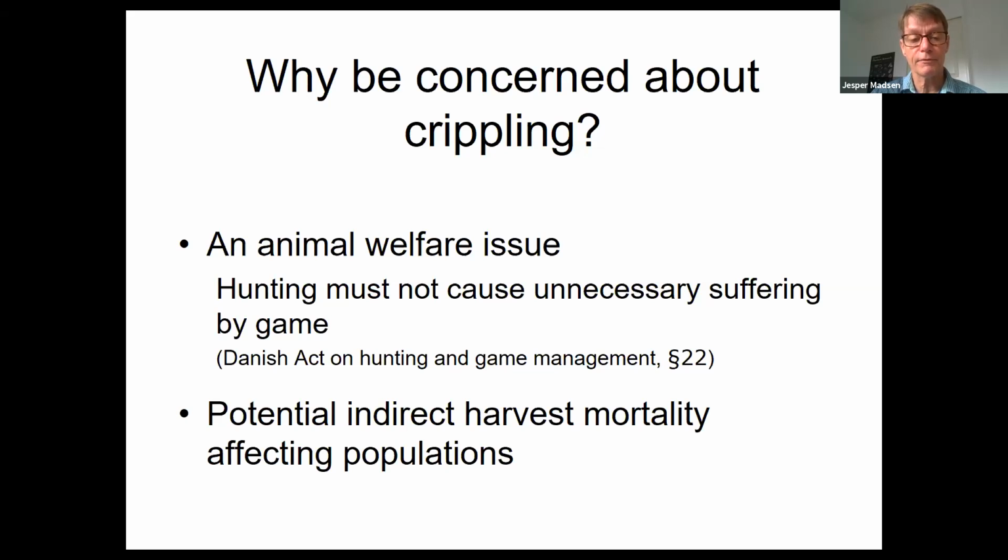Secondly, we also have the issue of the potential indirect mortality caused by crippling, which is additional to what is reported in the bag statistics, and the potential effect on population dynamics.